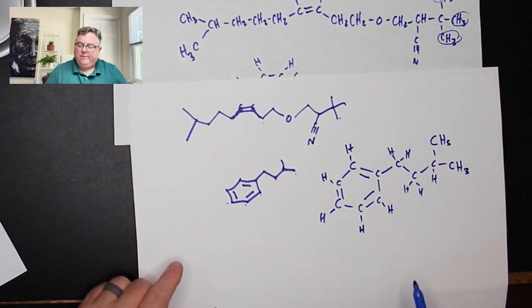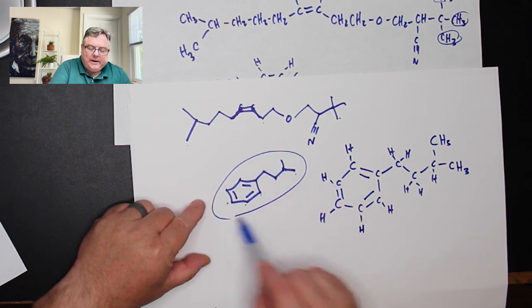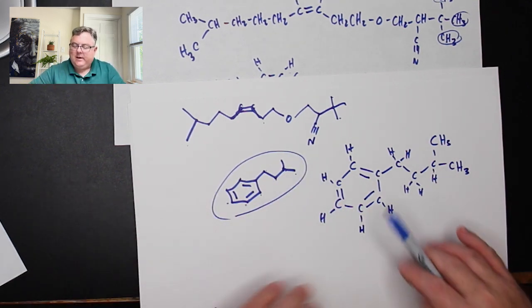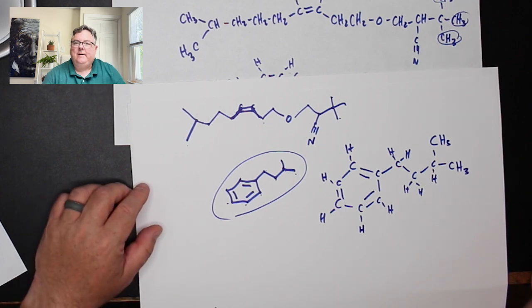So these are equivalent. This ends up being a little easier to see where the carbons are, what the shape of the molecule is, instead of all the hydrogens getting in the way. So that's how you draw the condensed structural formula and the line angle formula. I hope that all makes sense. You need to practice these.